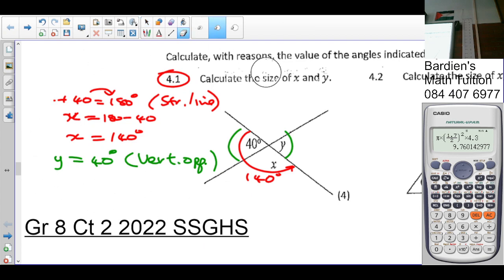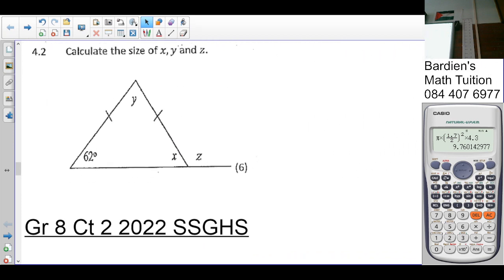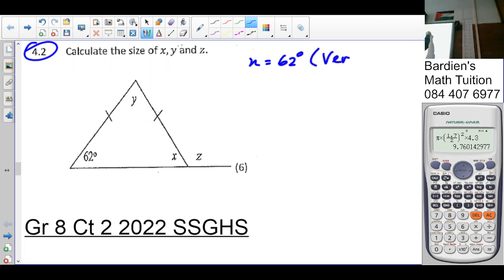No, let's move on to the next shape. The next diagram, 4.2. Calculate the size of x, y, and z. So of course, x is equal to 62 degrees. Angles opposite equal sides, absolutely. Angles opposite equal sides. Okay, so this is 62 degrees.